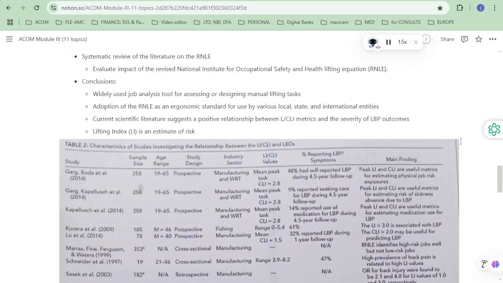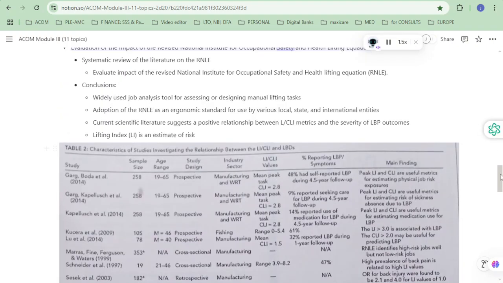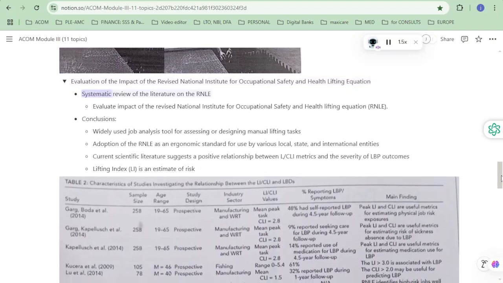Evaluation of the impact of the revised National Institute for Occupational Safety and Health lifting equation, RNLE. Systematic review of the literature on the RNLE. Conclusions. Widely used job analysis tool for assessing or designing manual lifting tasks. Adoption of the RNLE as an ergonomic standard for use by various local, state, and international entities. Current scientific literature suggests a positive relationship between LI/CLI metrics and the severity of LBP outcomes.